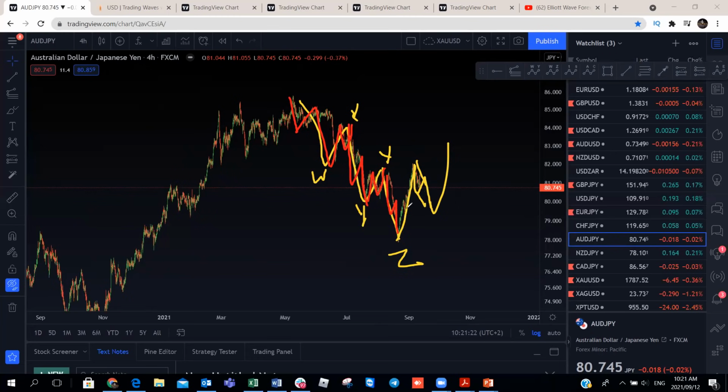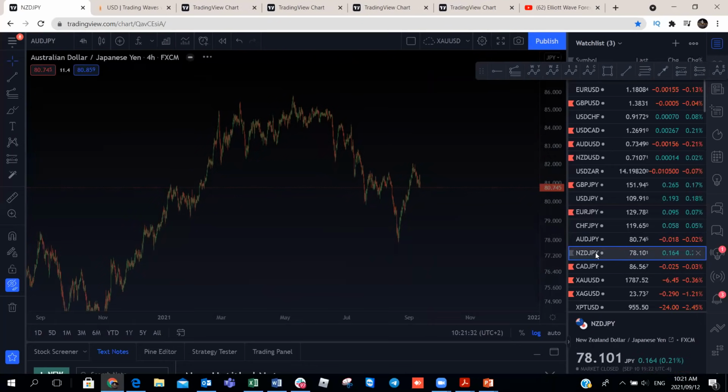So you have to downgrade the time frame to be able to see this one. But it's following the structure and it has the right look. We're looking for a pullback here and continuation to the upside. As simple as that. That is AUD yen, New Zealand yen.